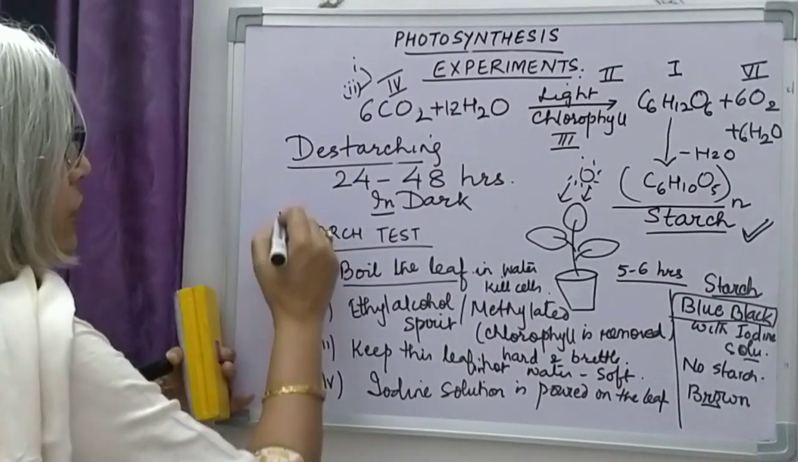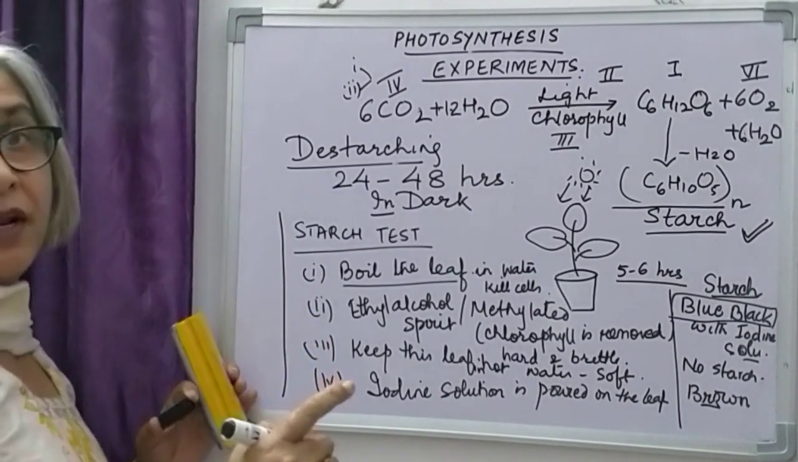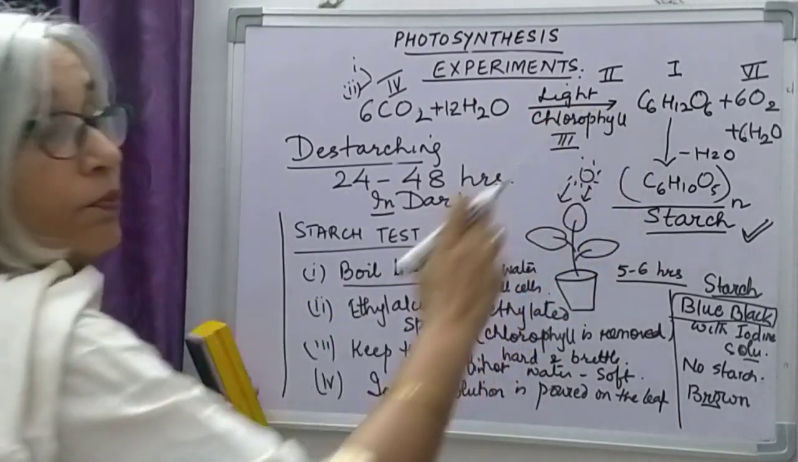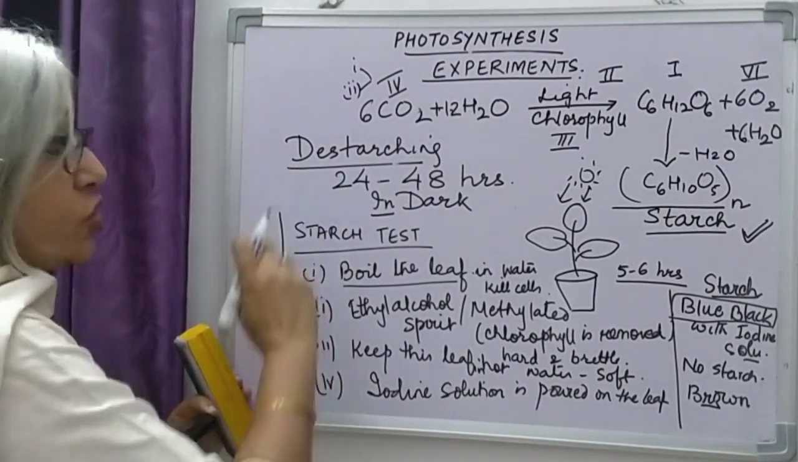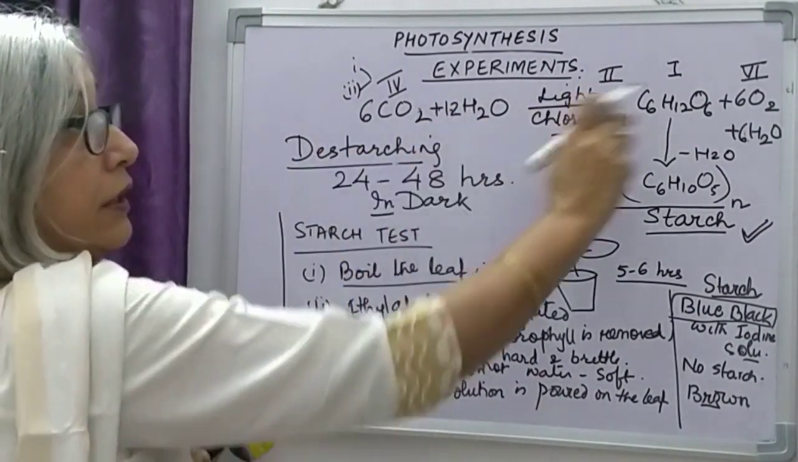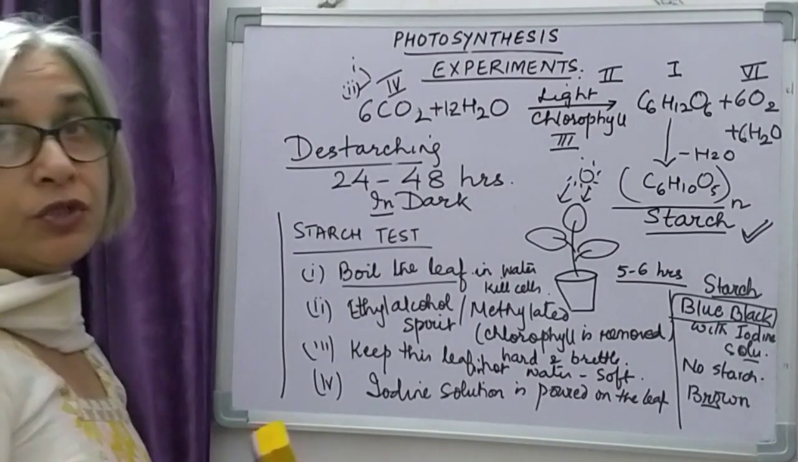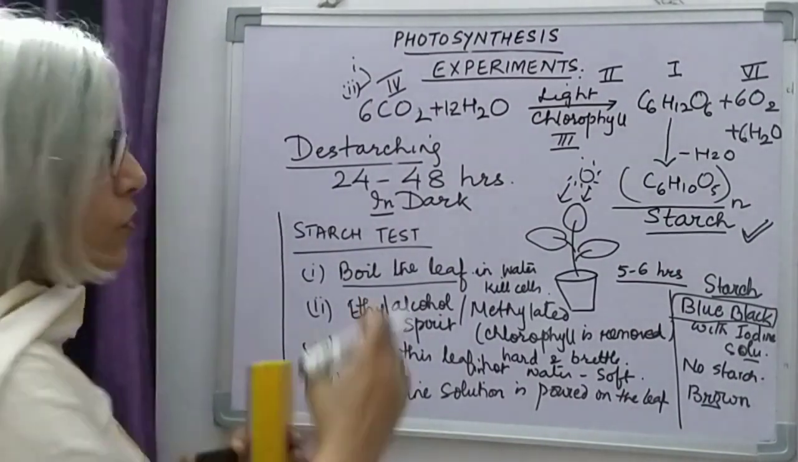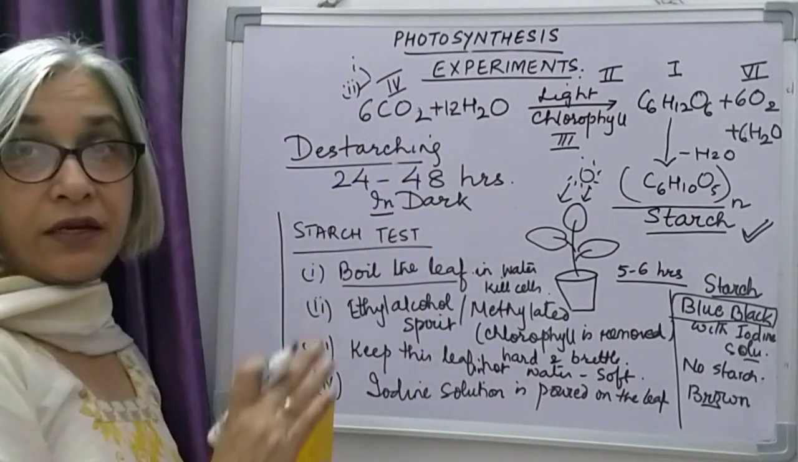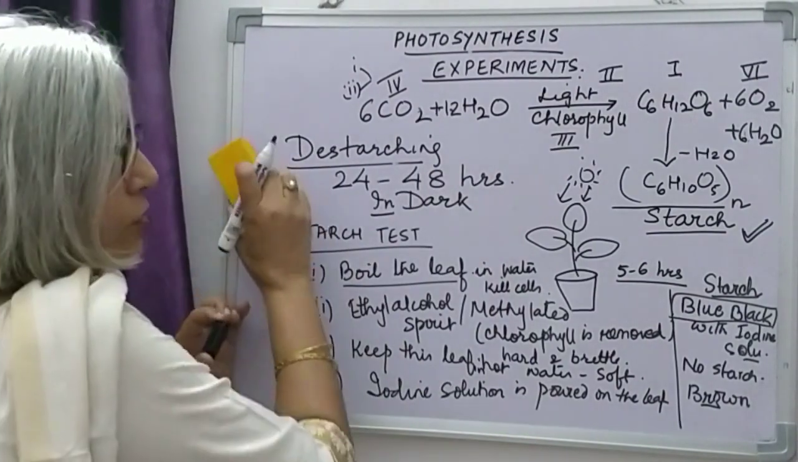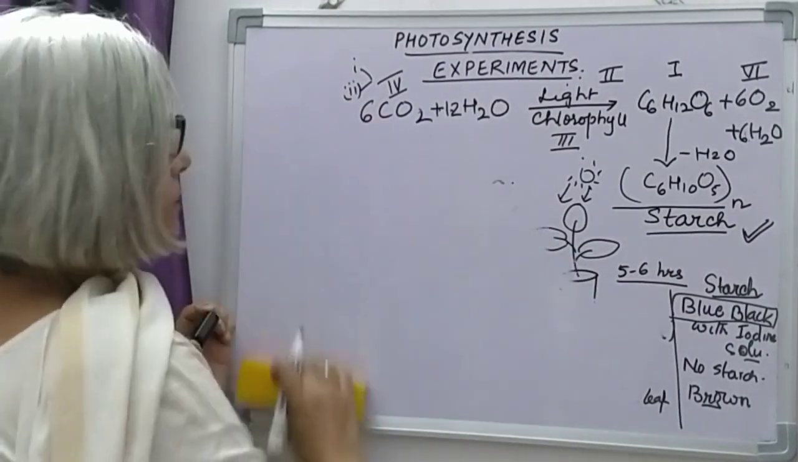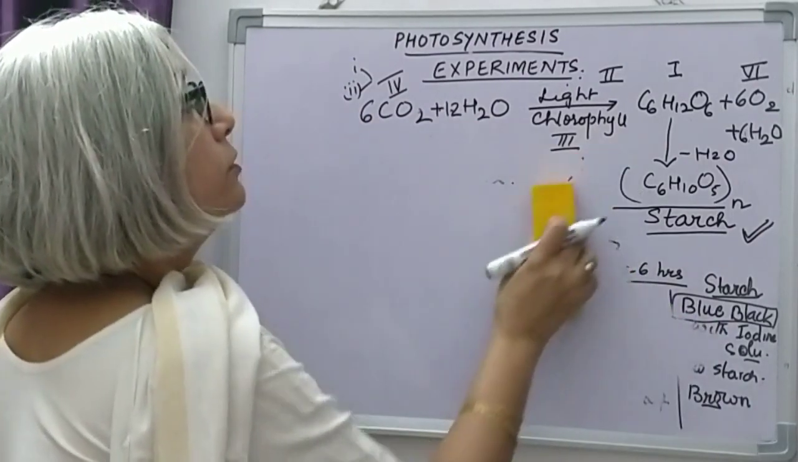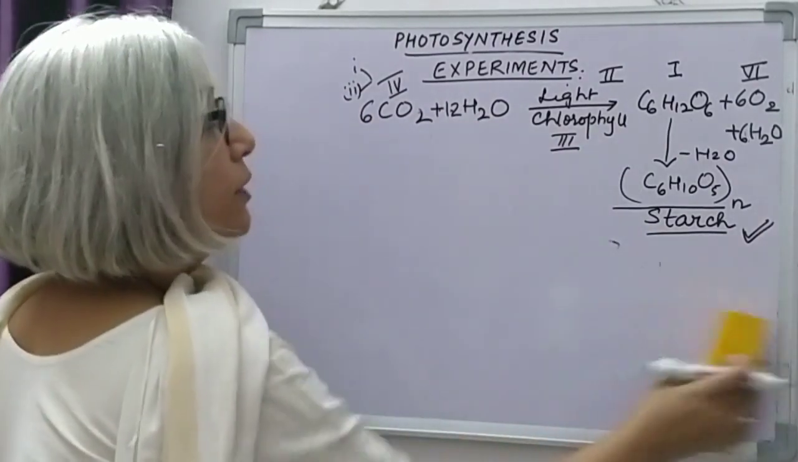So as I have told you, for any experiment we are going to destarch the plant first and test for starch. So this is common for all the other experiments that we are going to perform. So these two you have to understand, this will be common. So I am erasing it now, and we move on to the next experiment.